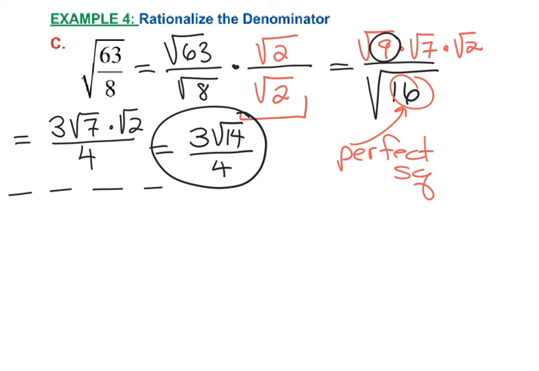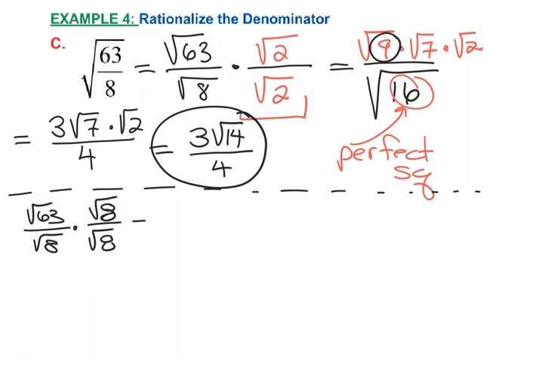Now, let's do this again, but let's do it multiplying this by the square root of 8, because we could do it that way too. On the bottom, we end up with the square root of 64. That's our perfect square. And on top, we end up with the square root of 9 times the square root of 7 times the square root of 8.